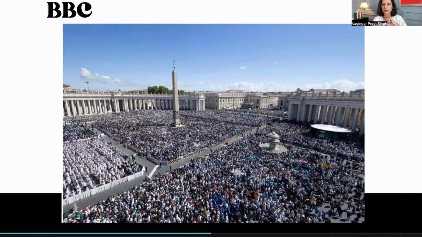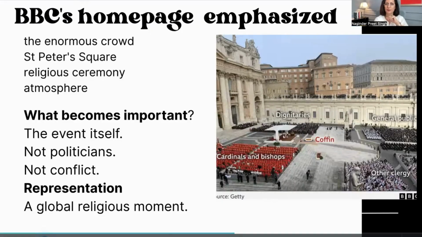Next is the coverage given by BBC. Now look at this image. The point of view is different, the perspective is different. BBC's homepage emphasizes enormous crowds. The location was St. Peter's Square. It looks like a religious ceremony. The atmosphere created tells you that. So what becomes important because of that? The event becomes important. We don't see any politicians, at least from close. There are no politicians, there is no conflict. The representation here becomes a global religious movement.